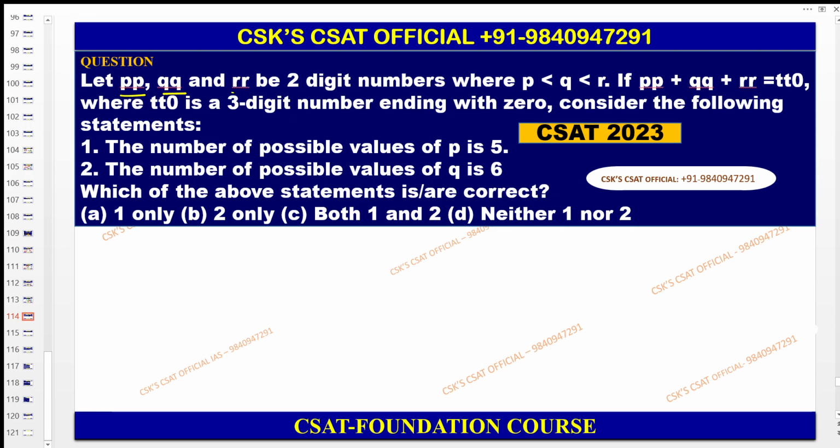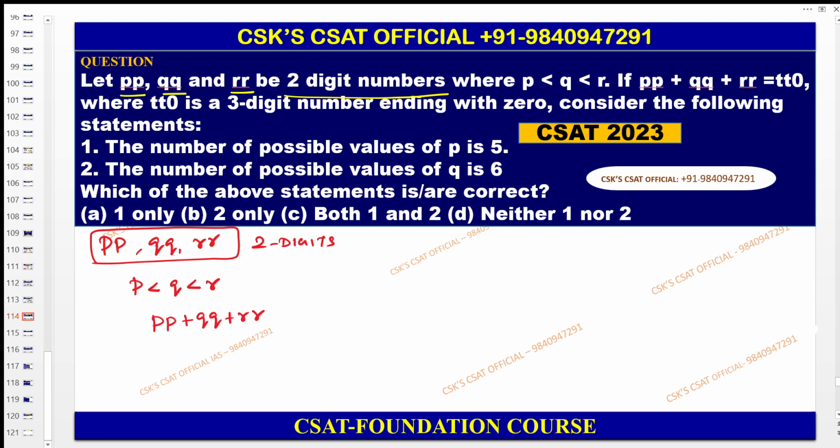PP, QQ, RR be the 2-digit numbers. So please take these notes. PP, QQ, RR, 2-digit. Constraint is there: P is less than Q, less than R. So that is one constraint. Now next here is PP plus QQ plus RR. The resultant has to be in the format of TT0, which means that this is a 3-digit number, clearly mentioned, ending with a 0.